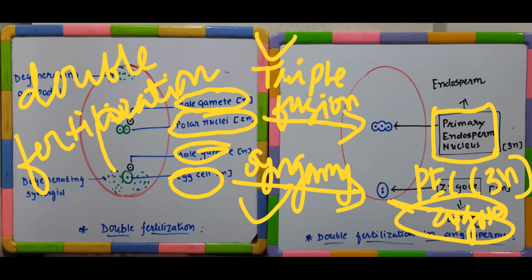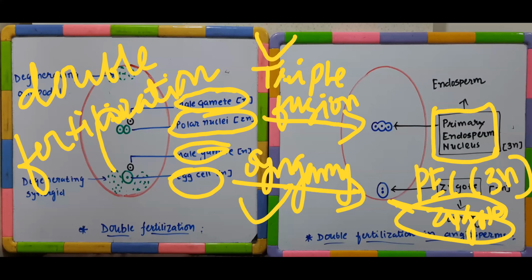Now, if you compare it with gymnosperms, it is single fertilization. They do not have endosperm formation after fertilization. Their endosperm is pre-fertilized endosperm. So they have only fertilization leading to zygote formation. That is single fertilization in gymnosperms. Double fertilization is a characteristic feature of only the angiospermic group. Remember this. This event is unique to the flowering plants.